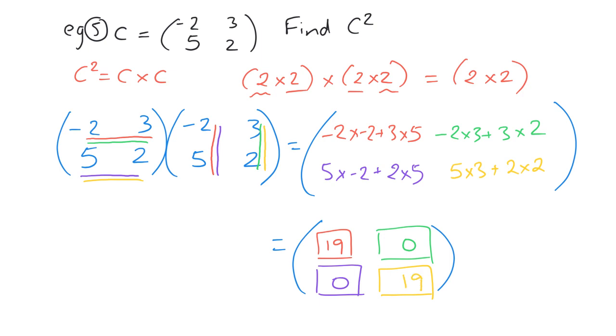Now, obviously, when you're doing it in an exam, you're not going to use all these different colors and put all the different boxes and stuff like that. Your answer should just look like 19, 0, 0, 19 without any wee boxes there. But do this until you get into the way of doing these questions.